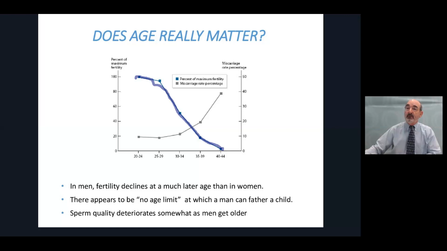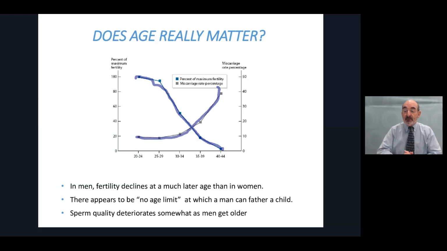The other curve that we see that I'll now draw in is the risk of miscarriage. And what we see with this curve, unfortunately, is with increasing age, there is an increased risk of miscarriage. And this does appear to be related to maternal, not paternal age. So it's important to consider that age can have negative or detrimental influences on both the ability to become pregnant as well as maintaining a pregnancy.